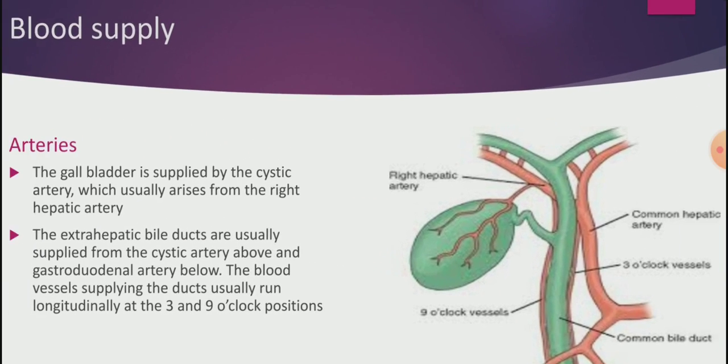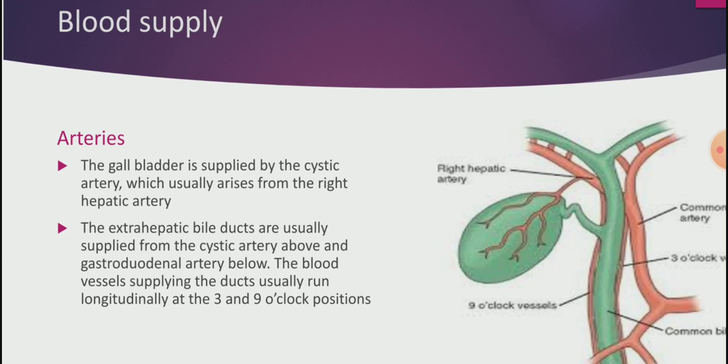Blood supply, arteries. The gallbladder is supplied by the cystic artery, which arises from the right hepatic artery. The extrahepatic bile ducts are usually supplied by the cystic artery above and the gastroduodenal artery below. The blood vessels supplying the duct usually run longitudinally at the 3 and 9 o'clock positions.